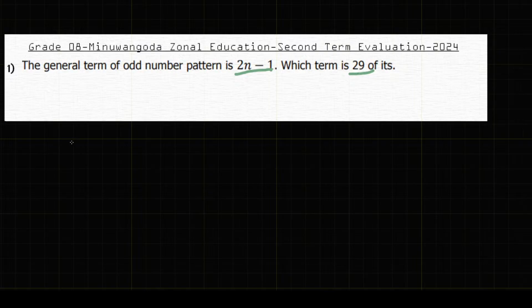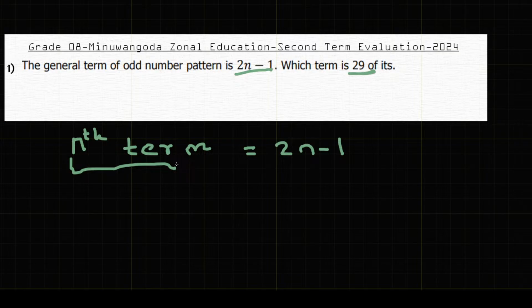First we write nth term. Nth term is equal to 2n minus 1. Now, since we don't know where 29 is, for a while, let's consider 29 as the nth term. So 29 equals 2n minus 1. Now, we have to solve this equation in order to find n.